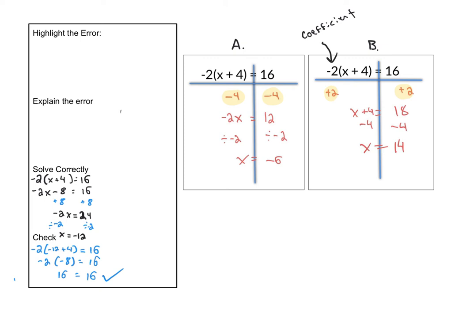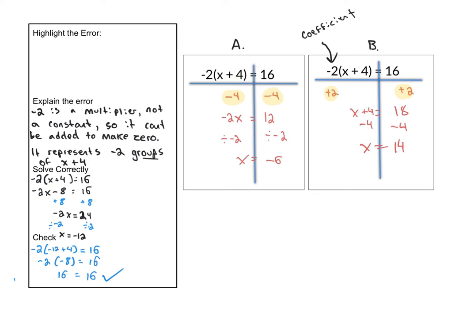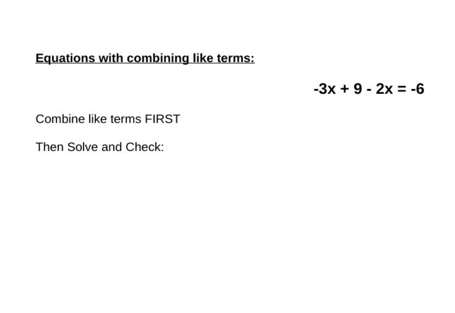Let me jot that down in words. Right, there's my sentence. Yours could be something different, but negative 2 is a multiplier, not a constant, so it can't be added to make 0. It represents negative 2 groups of x plus 4. You all are going to be asked to do error analysis on several equations in your journal problems, and some of them are going to first need to have some like terms combined. So I just wanted you to see a couple examples of that.